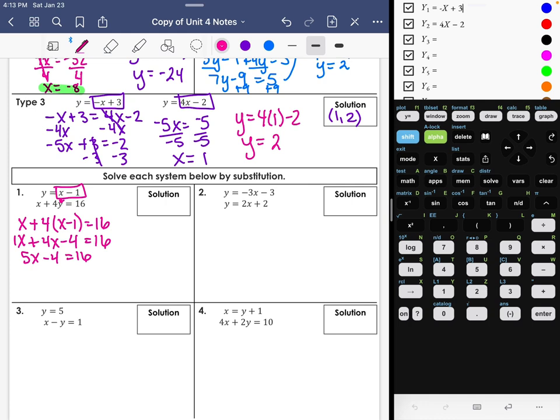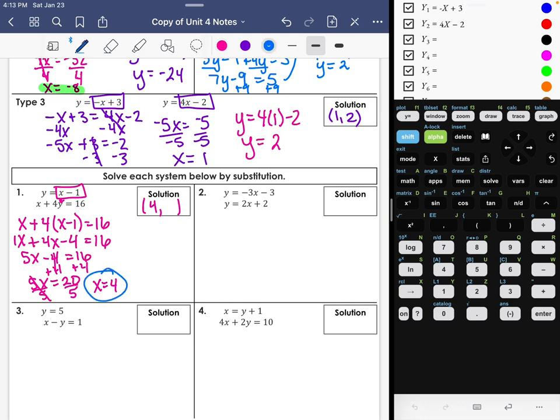Now this is just a two-step. We're going to add the 4 to 16 and get 20. So 5x equals 20. Then we're going to divide by 5. So x equals 4. So we know our x value for our solution is 4.